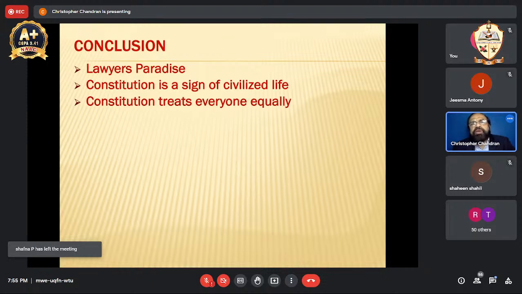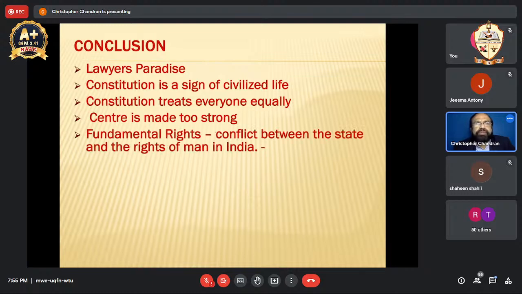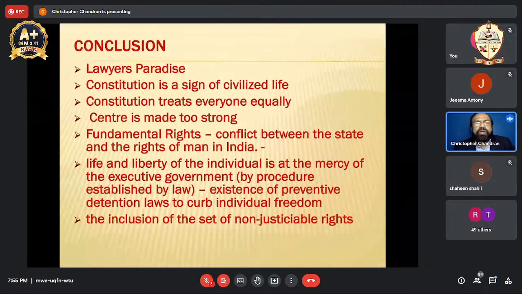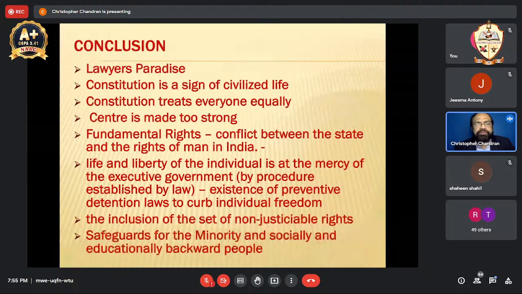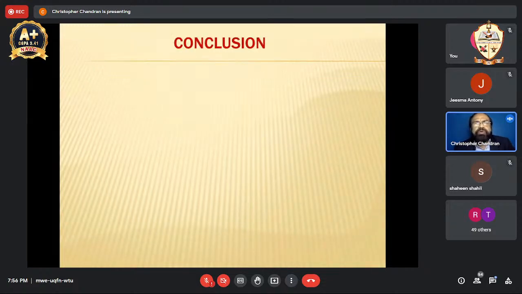The Constitution treats everyone equally. The Centre is definitely made strong in India to keep us together. We will still have the struggle between fundamental rights, the social good and the individual good, and the common good. The life and liberty of the individual will be at the mercy of the executive government, but the judicial system will definitely help us. There are safeguards for minorities and socially and educationally backward people. This I've already spoken about.